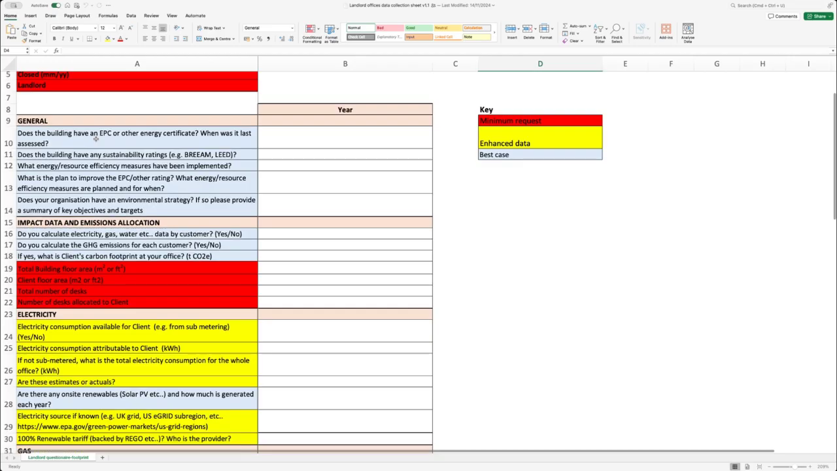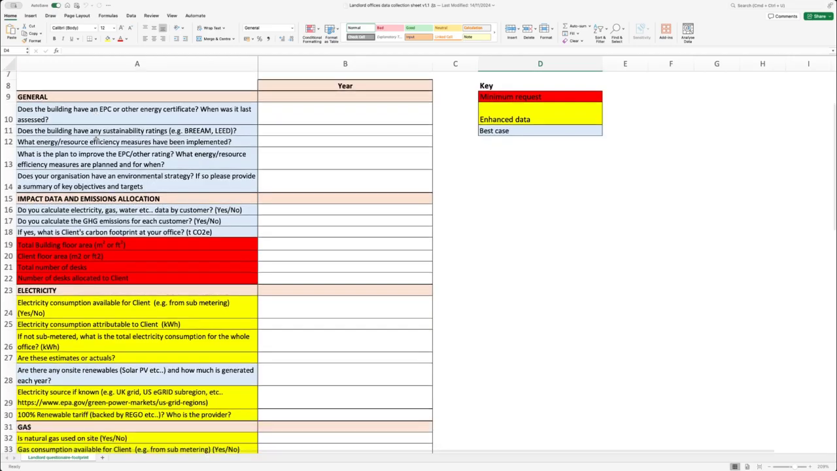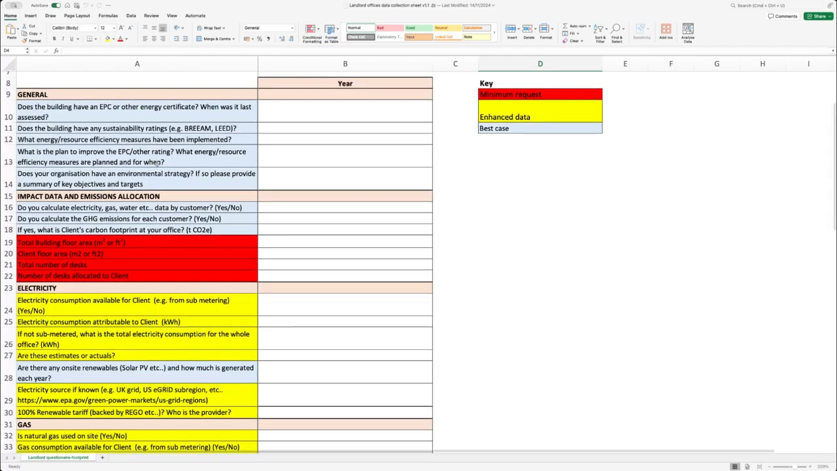And then we have a series of questions. These first few in the general section are trying to help us get an understanding of the energy efficiency of the building. So does it have energy certificates, known as EPCs? Does it have any sustainability ratings? You might have heard BREEAM mentioned previously. These sorts of questions are trying to get a sense of whether the landlord is planning to do more to help make the building more efficient. Useful to know, but it won't necessarily help us with a carbon footprint.